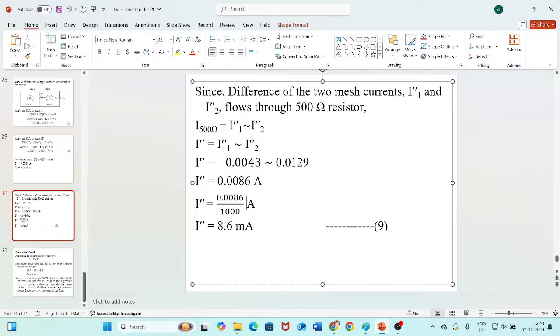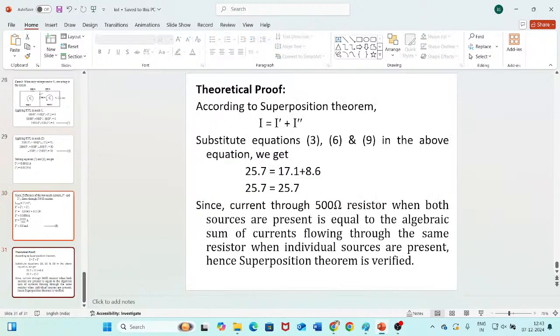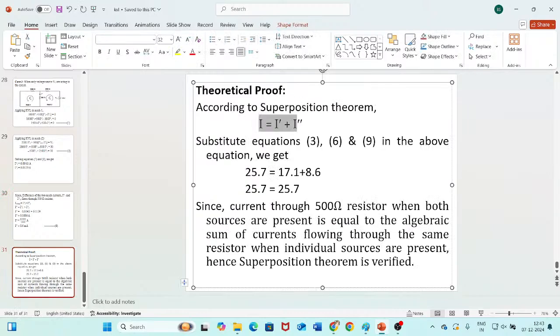So we have determined the current flowing through the 500 ohm resistor when individual sources were present, and we have already determined the current flowing through the 500 ohm resistor when both sources were present. So the current flowing through the 500 ohm resistor when voltage source V2 is present is I double dash, that is 8.6 milliamperes. Now let us see the theoretical proof. According to the superposition theorem, I should be equal to I dash plus I double dash.